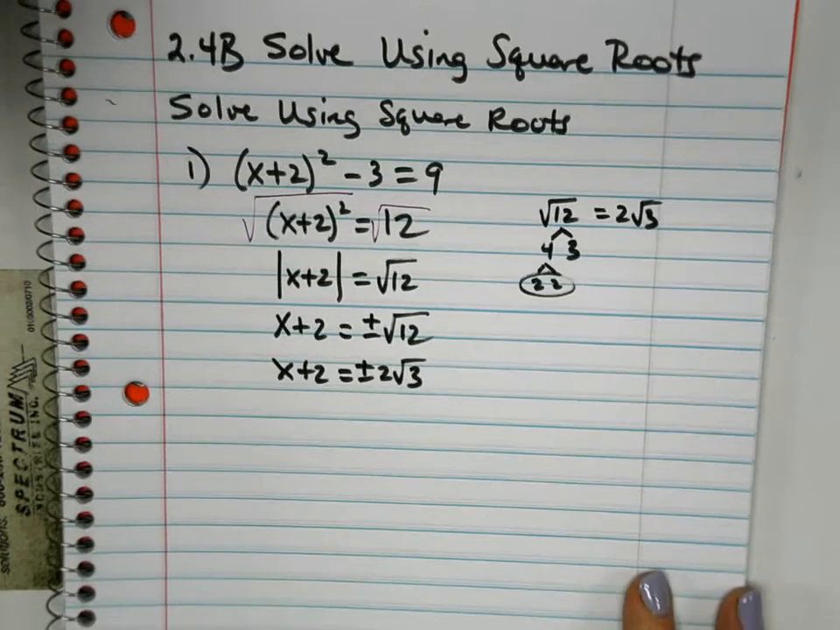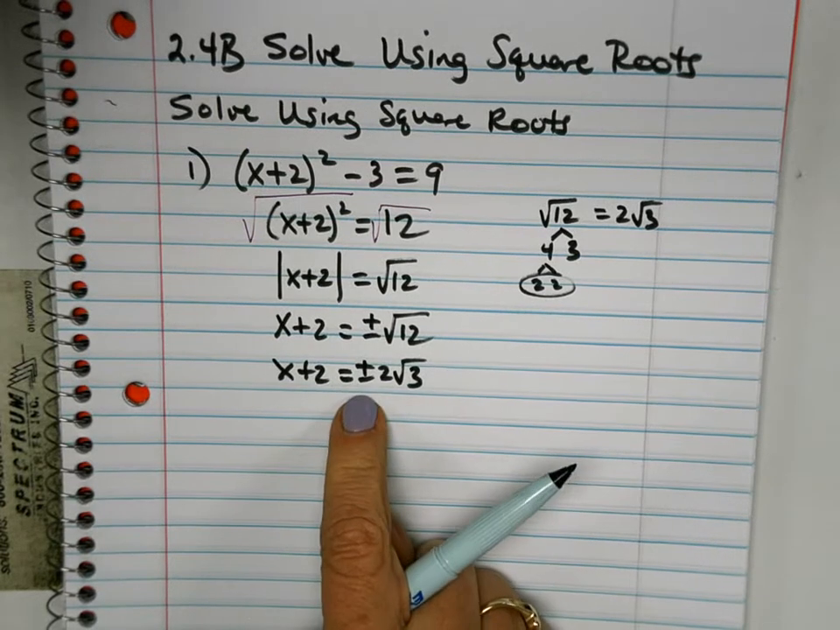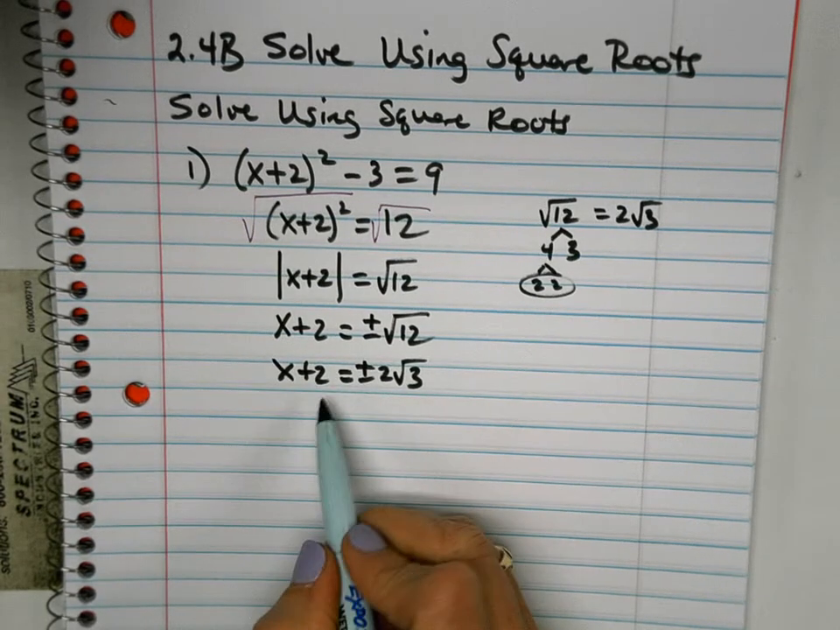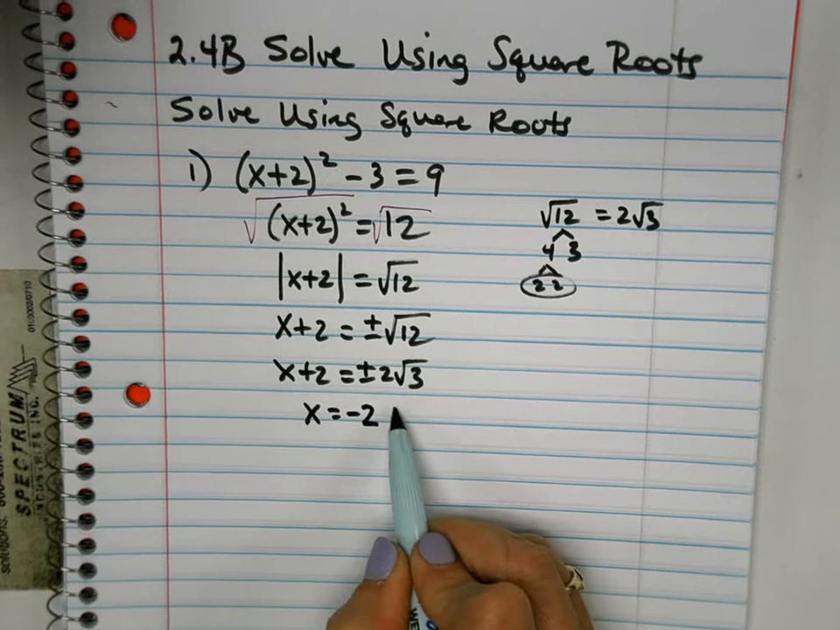And then you're going to subtract the 2 over. And usually we put it in front of the plus or minus. So when you subtract it over, it becomes a negative 2, and it goes in front.